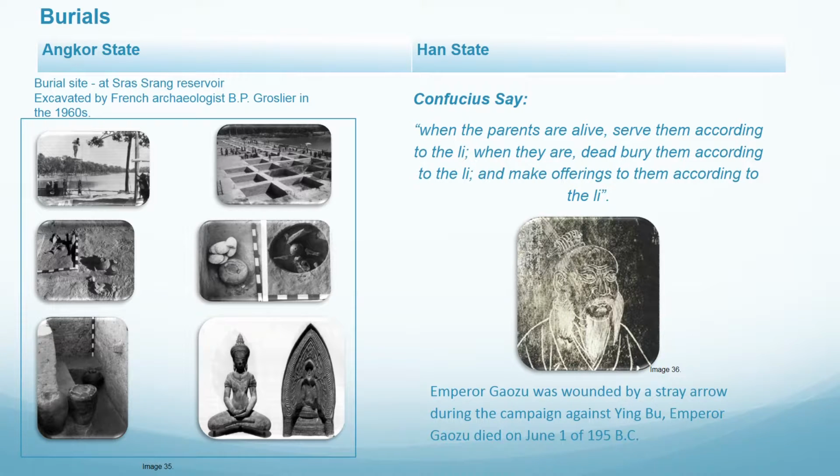Excavations by French archaeologist B.P. Groslier discovered cremation urns which contained bones and grave goods. The grave goods were pieces of lead, ceramics and bronzes.